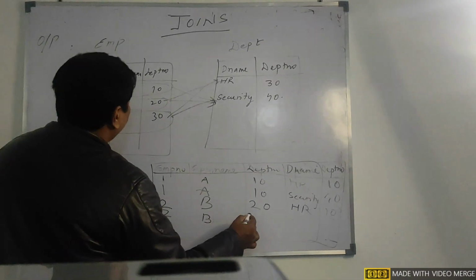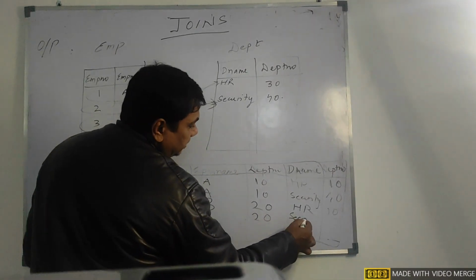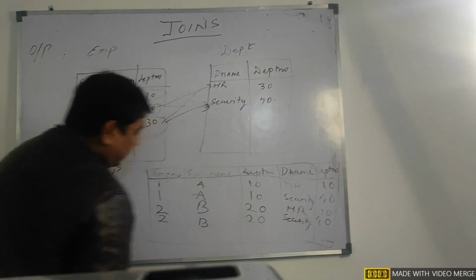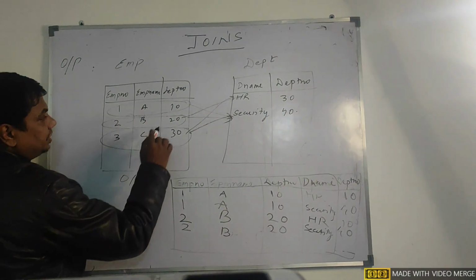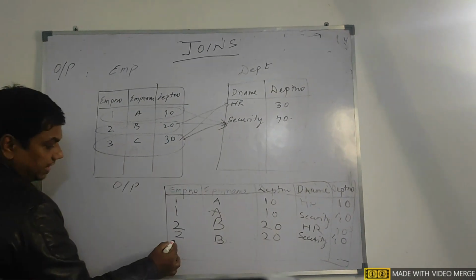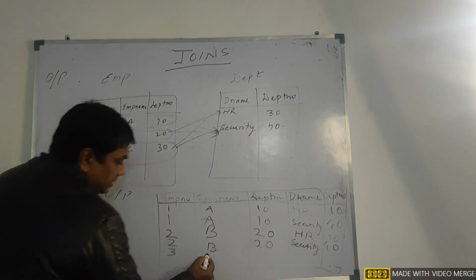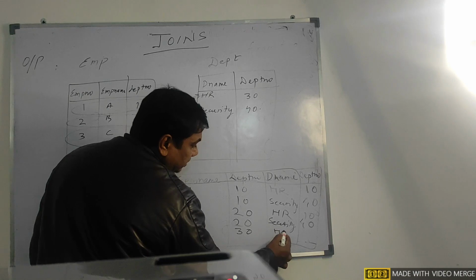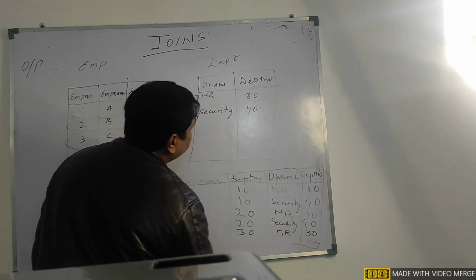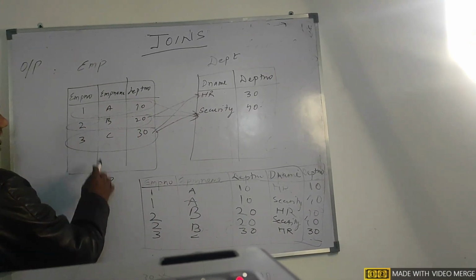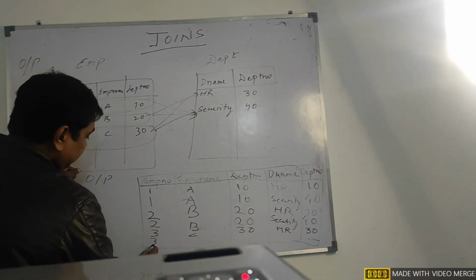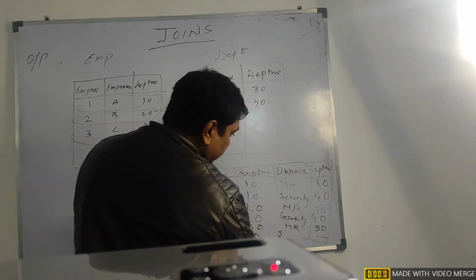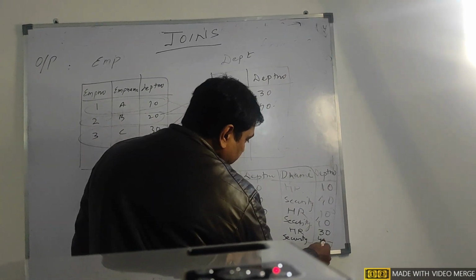2B20, then HR, and then security 40. So 2 is multiplied to this and this, and now 3 will be multiplied. 3C30 will multiply to HR, and then 3C30 will multiply to security 40. So what happened, guys?